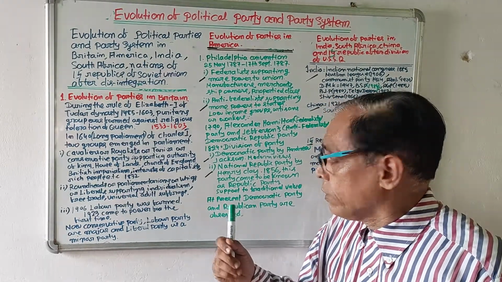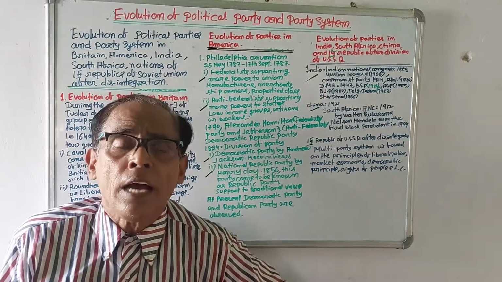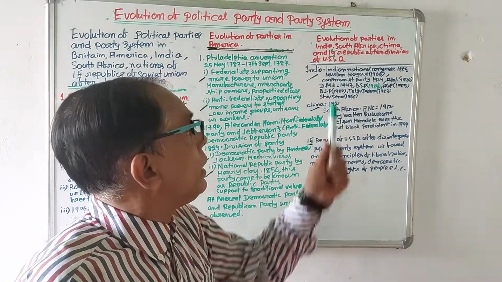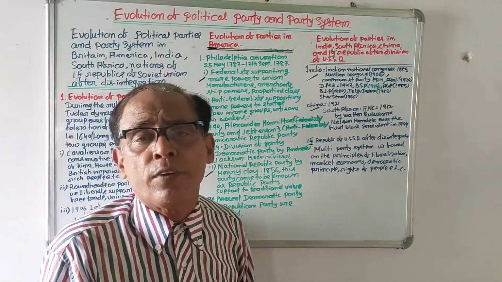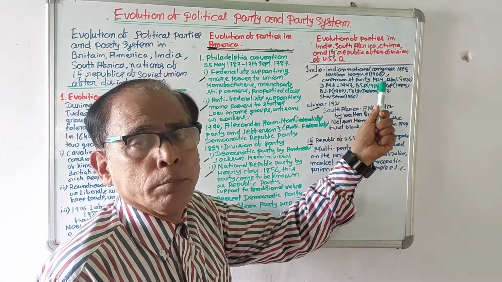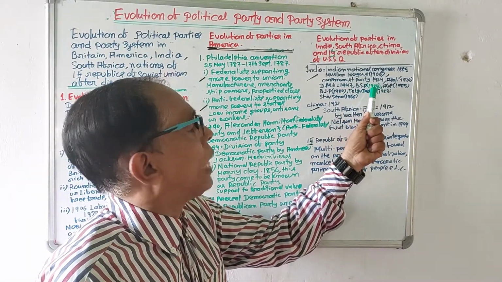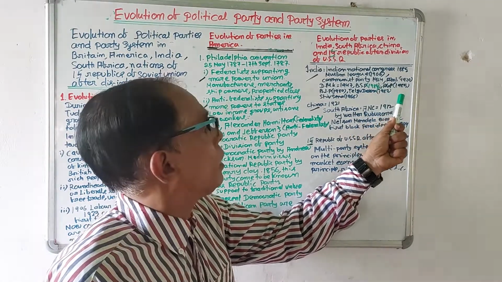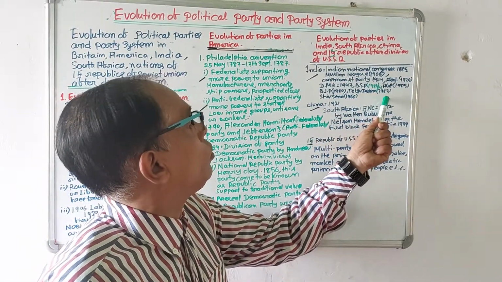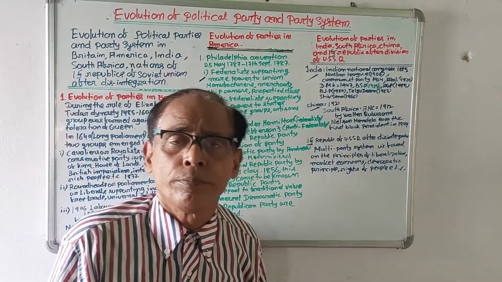Now we will discuss the origination of political parties in India, South Africa, China, and the 15 republics after the division of the Soviet Union. In India, for the first time, in 1885, a party was formed known as the Indian National Congress. In 1906, the Muslim League was formed. DMK was formed in 1947, BSP in 1984, AGP (Assam Gana Parishad) in 1985, Akali in 1920, BJP in 1980, Telugu Desam in 1982, Shiv Sena in 1966. In China, in 1921, the Communist Party was formed.